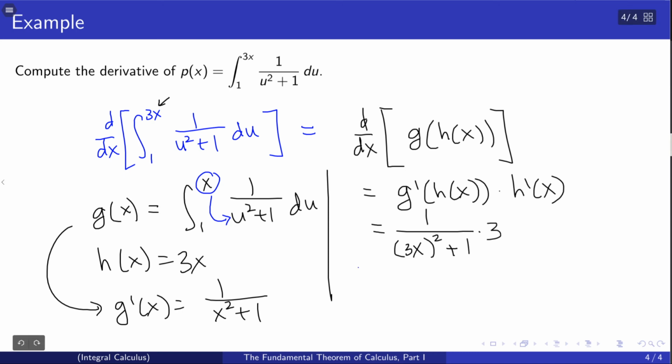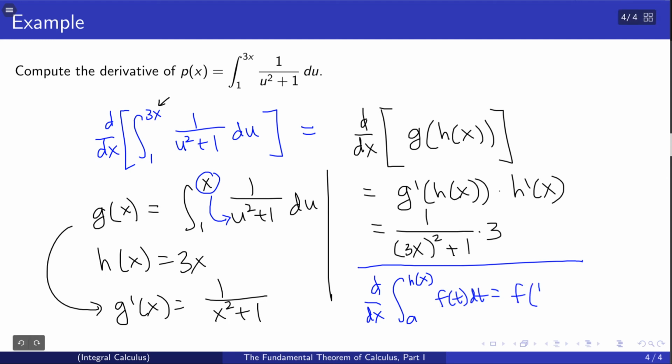Right? And this really illustrates the following fact. If you have any other function here inside for the upper limit, aside from x, then you do the same thing as the fundamental theorem says. You take this whole function h of x, plug it in for t. Then you just have to multiply by the derivative h prime of x, right? So that's the same thing as multiplying by the derivative of the inner function in the chain rule.